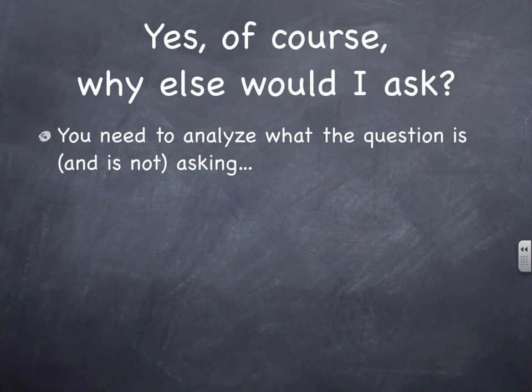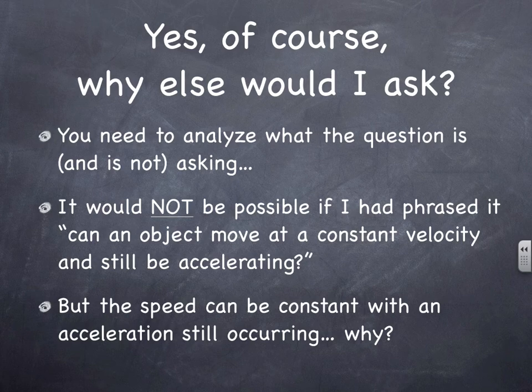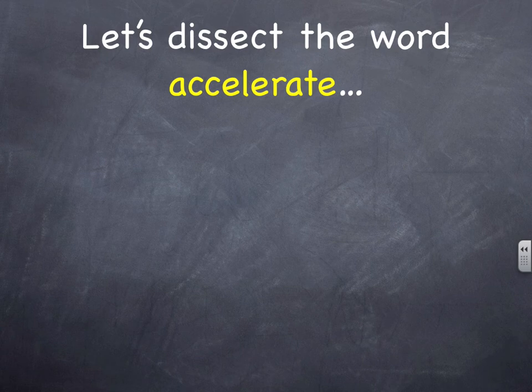Now, we need to look carefully at what the question is and is not asking. It would not be possible if I had phrased it, can an object move at a constant velocity and still be accelerating? The answer for that, of course, is no. That's just ridiculous. Why even bring it up? But the speed can be constant with an acceleration still occurring. And why is this possible? Well, again, we have to dissect the word accelerate.